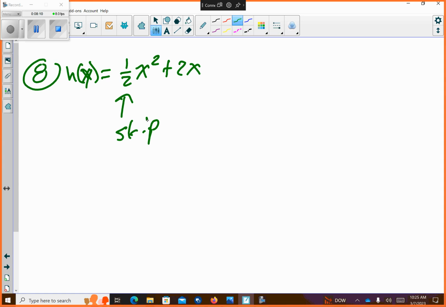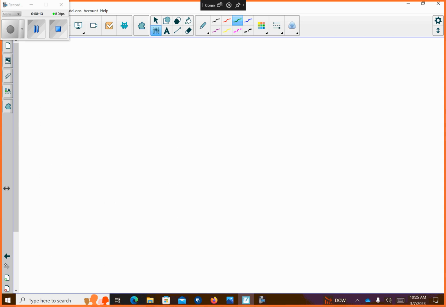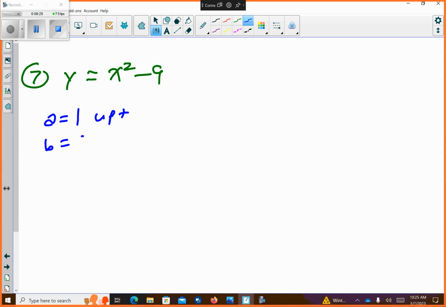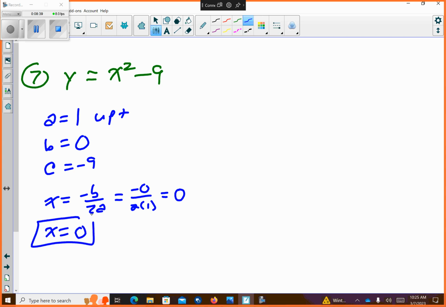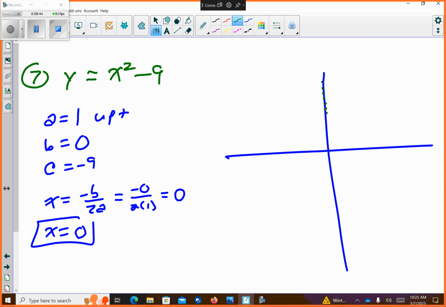Okay, can you do 7? y equals x squared minus 9, like that? Cool. This has an A value of 1, so it opens up because it's positive, no B value, and a C value of negative 9. If I use x equals negative b over 2a, that's negative 0 over 2 times 1, which just gives me 0. So the axis of symmetry goes right down here.